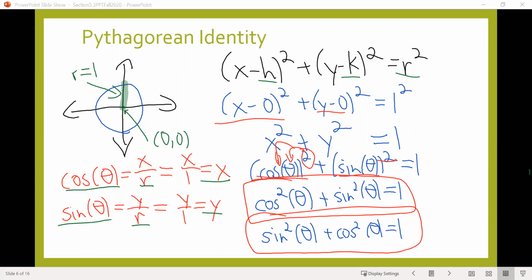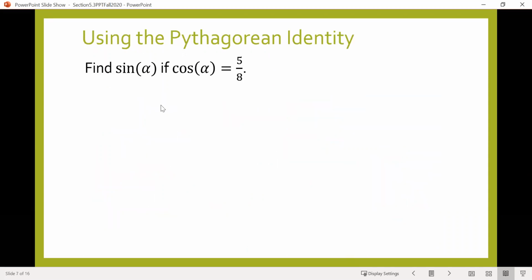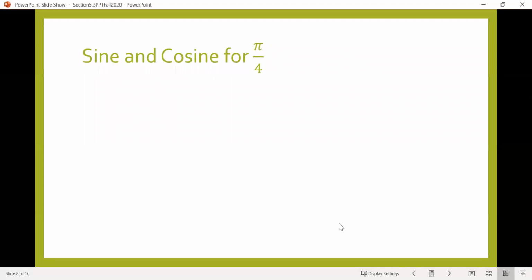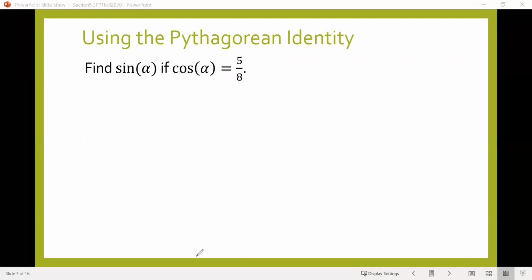All right. So now let's use this identity on a problem. We talked about in the last video finding the sine or cosine of an angle using points on the circle and the radius. We can also use the Pythagorean identity. So notice here, we're asked to find the sine of some angle alpha, which we don't actually know what that angle is, given, however, that the cosine of that angle is equal to 5/8.